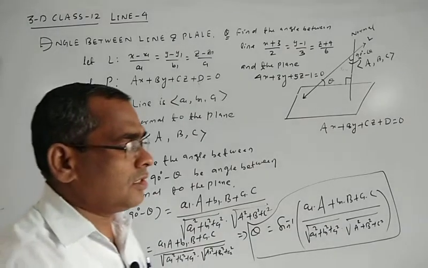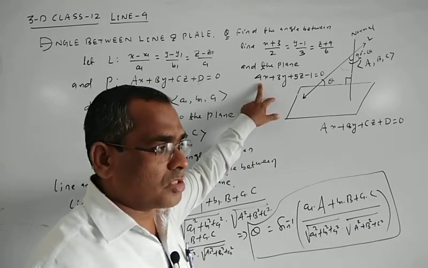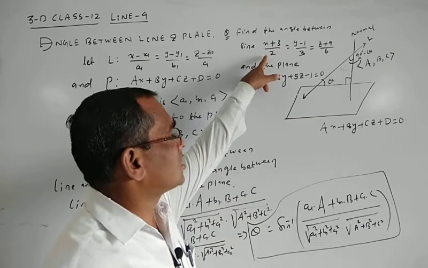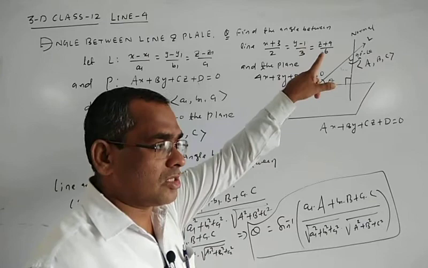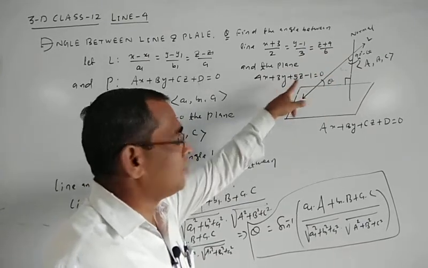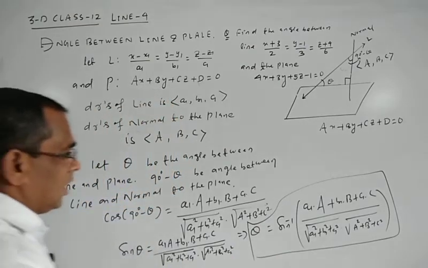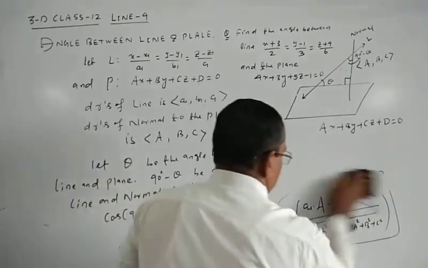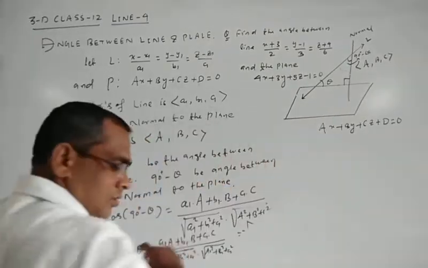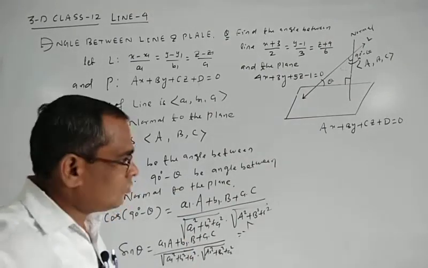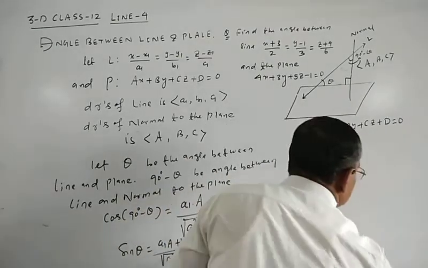First you have to find the direction ratio of normal to the plane. The coefficients of x, y, z are the direction ratio, and this one is the standard form of the line. So 2, 3, 6 will be the direction ratio of the line, and 4, 3, 5 will be the direction ratio of normal to the plane. So we apply the angle formula, that is sin theta. We take sin theta.